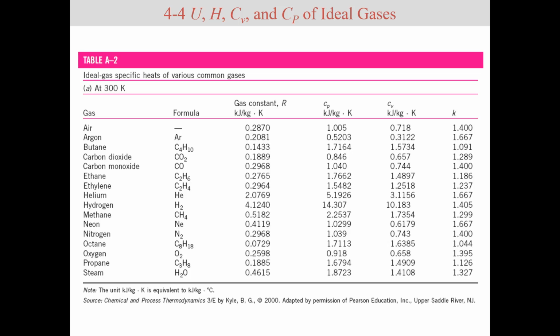So anyway, let me slow down a little bit. Here's Table A2. Again, you have all these different kinds of gases. It gives you the gas constant, the specific heat at constant pressure, specific heat at constant volume, and k, all evaluated at 300 Kelvin.